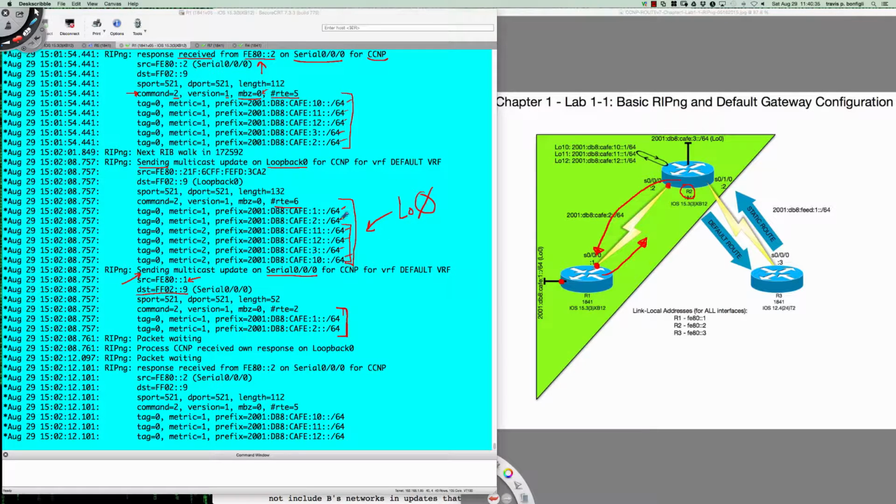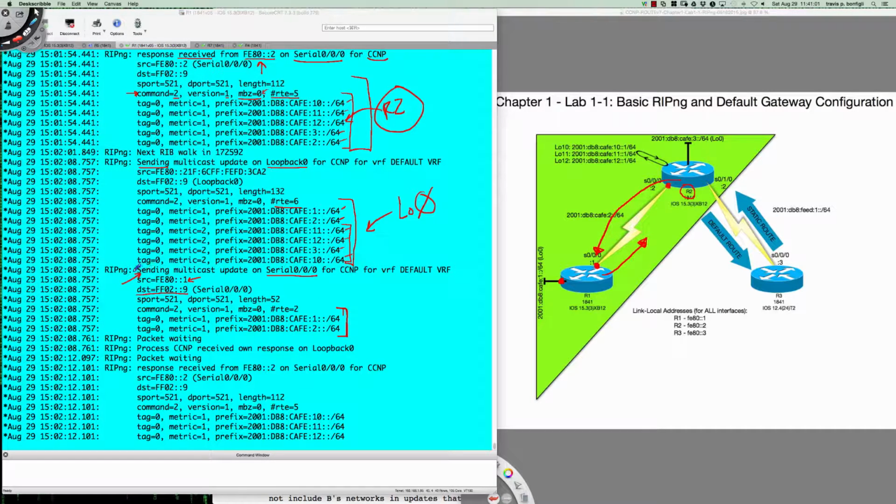I send everything I know about, right? Because that is what RIP does. By default, it's going to send everything out all of its interfaces on which the RIPng process is enabled, with the exception of the split horizon rule, which says that I get this update in. This is coming in from router 2. These are the advertisements from router 2.